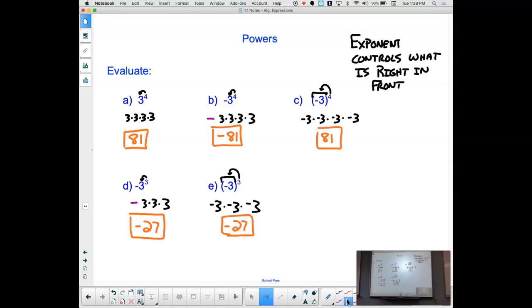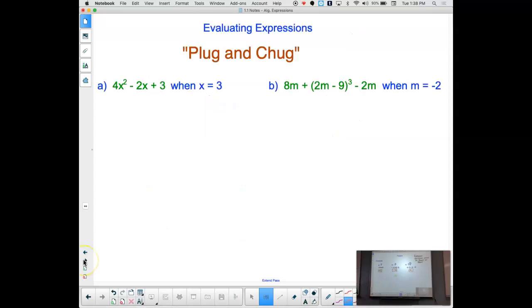Okay? So what that exponent is controlling is very, very important. Okay? So we got some of those to deal with, and we'll deal with more of these as we go along. Okay?